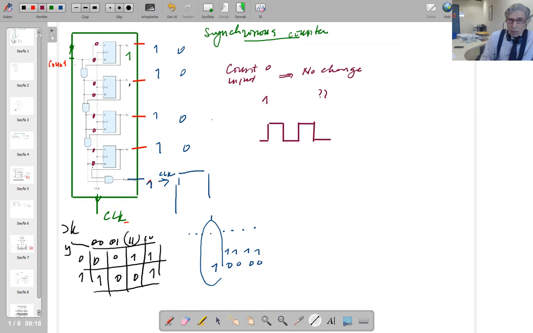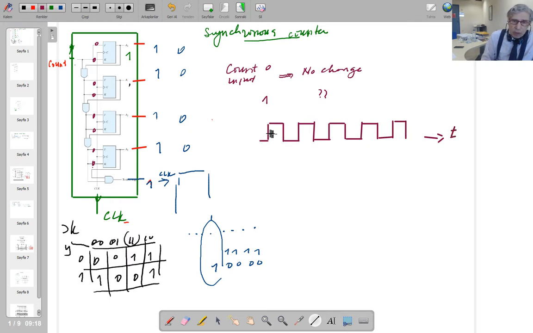Second, fourth one, third one, and fourth one, and fifth one. It goes like that. I'm not going to draw all of them, but you could, okay.